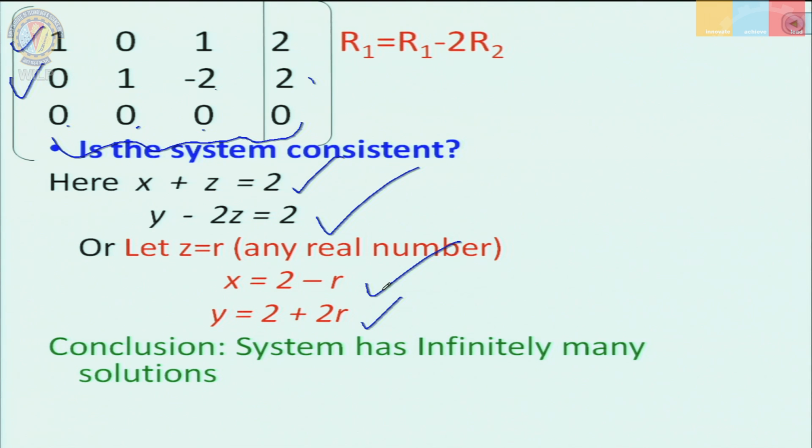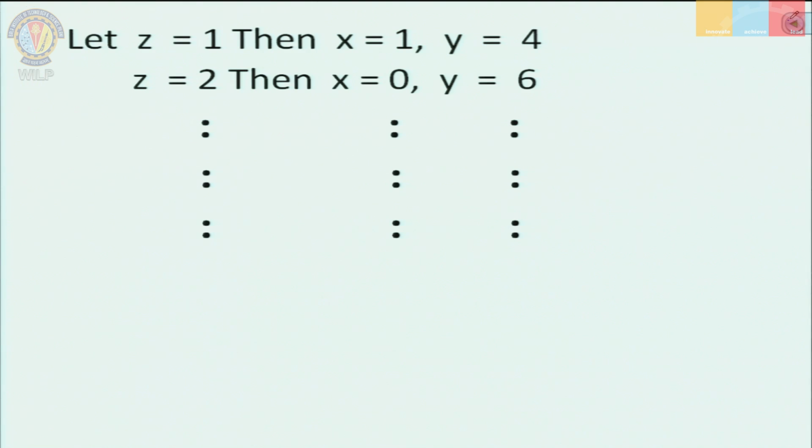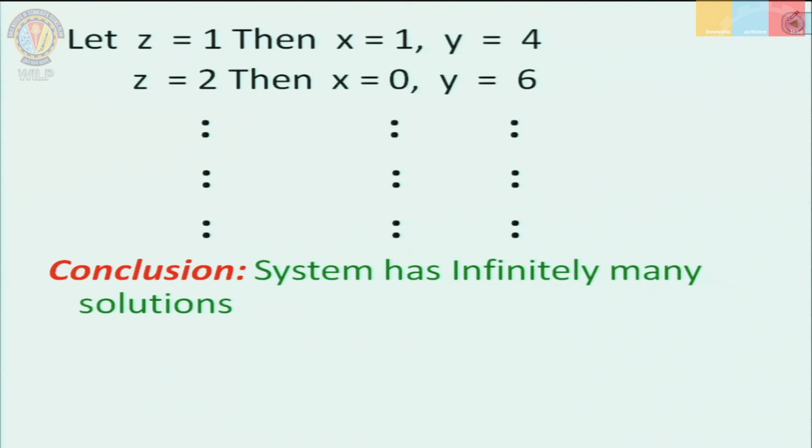Okay. So, we have seen 3 examples. In one example, you have seen that a solution exists and it is unique. In another example, you have seen that a solution exists and the number of solutions is infinite, and in one case we have seen that a solution does not exist. You can see from here, whatever value of z you choose, correspondingly you will get the values of x and y.